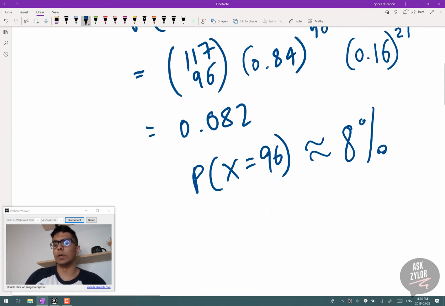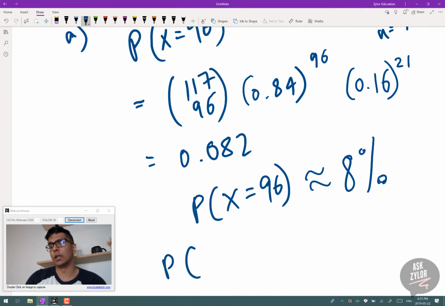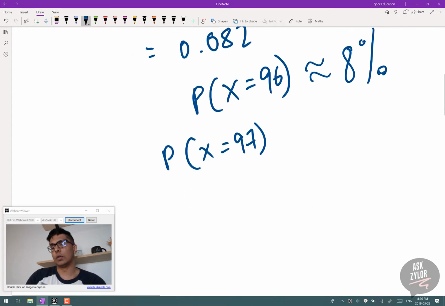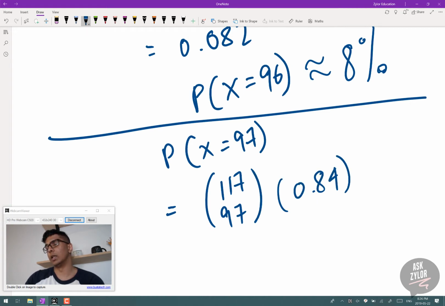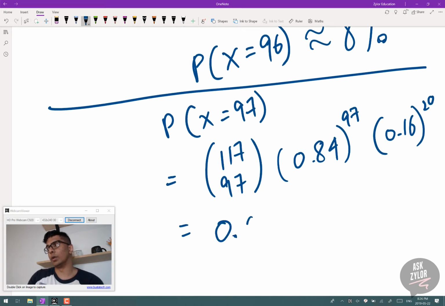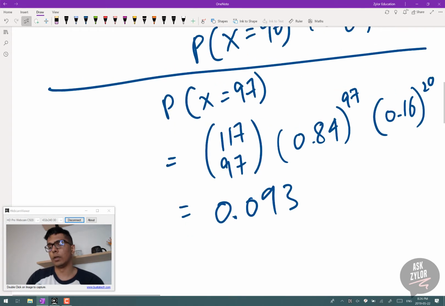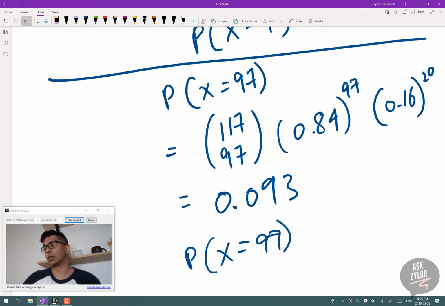Okay, so it's the exact same method to find it for 97, right? So my probability distribution ends up being 117 choose 97. My probability of success would be 0.84 still, but the exponent changes from 96 to 97, and my failure exponent goes from 21 to 20. Okay, so this will be roughly 0.093, not a big jump. So my probability that exactly 97 ants would be less than 256 would be approximately 9%.